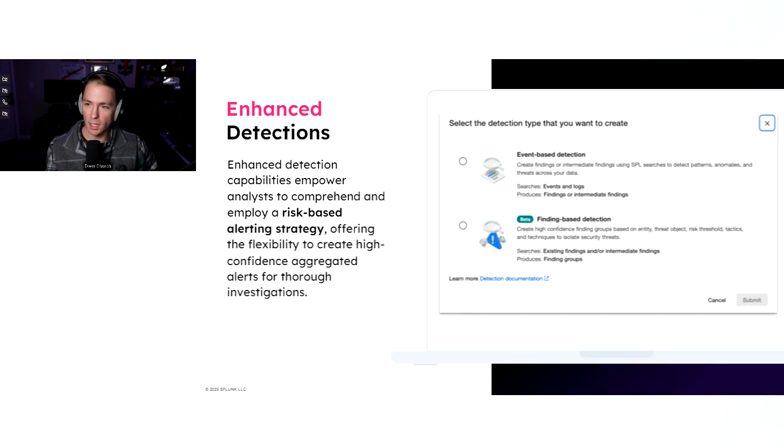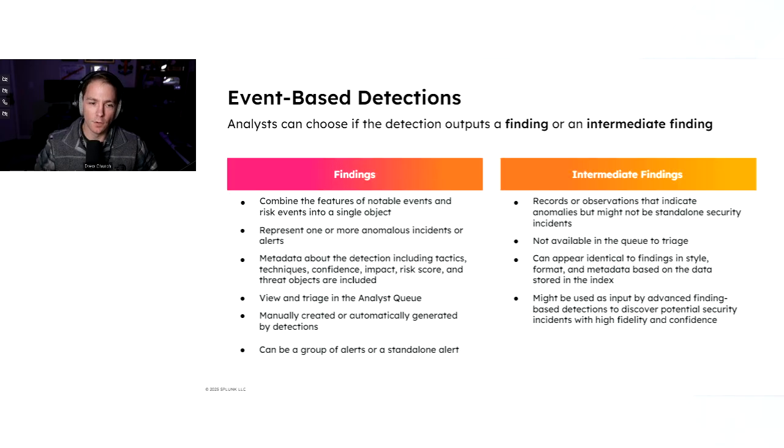What does this look like in ES8? We've got event-based detections and we've got finding-based detections. And I'm going to be talking for the next couple of slides through what that differentiation is between an EBD and an FBD. So from an EBD perspective, analysts can choose if a detection outputs a finding or an intermediate finding. And I'll be showing you a graphic here in just a moment what that looks like.